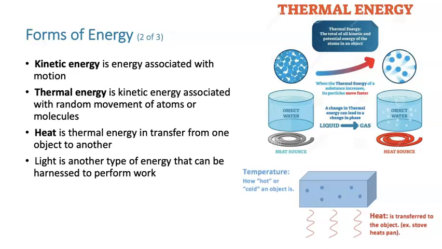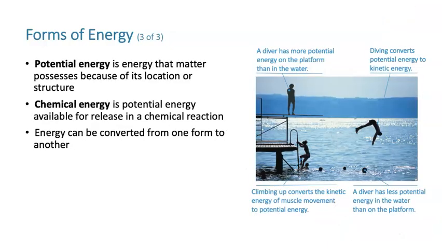The next one is heat. And heat is thermal energy in transfer from one object to another. So we think about heat as, you've got a heat source here and this water here, and the heat source is transferring its energy to the object. And so that's not the same as thermal energy. Remember, thermal energy is random movement of atoms, but heat is this transfer of energy. That's the best way to really think about what heat is. Light is a type of energy that can be used to harness work as well, and we'll be talking about that quite a bit in a couple of chapters from now.